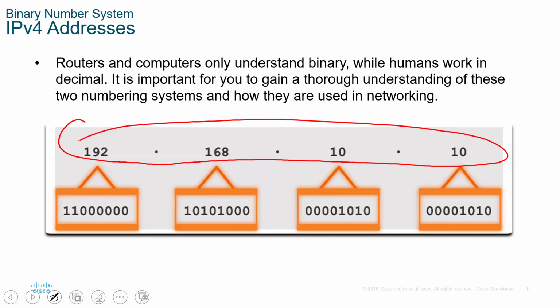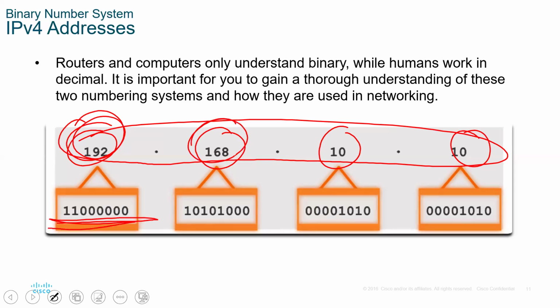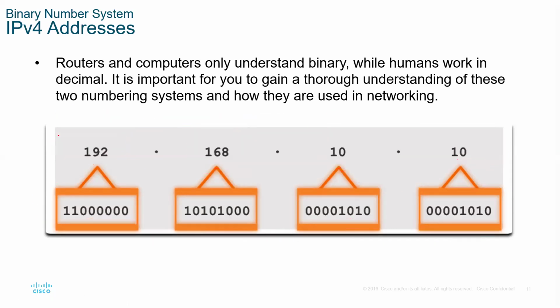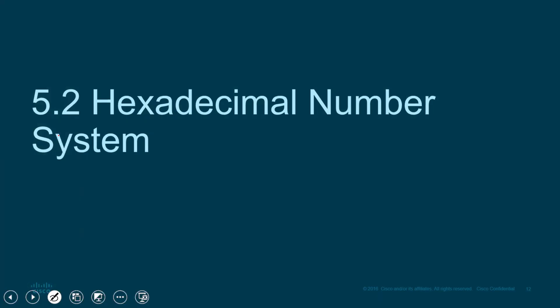So if I have an IP address 192.168.10.10, how does the computer see it? It converts these numbers in decimal back to binary. So 192 converted to binary will give me this value. 168 converted to binary will give me these values. The same as 10 and this. So this is the machine understandable way, and this is the human understandable way. That's binary. Now, how about hexadecimal?